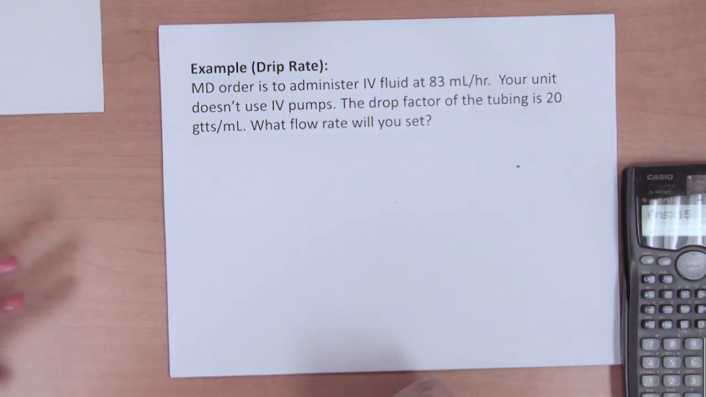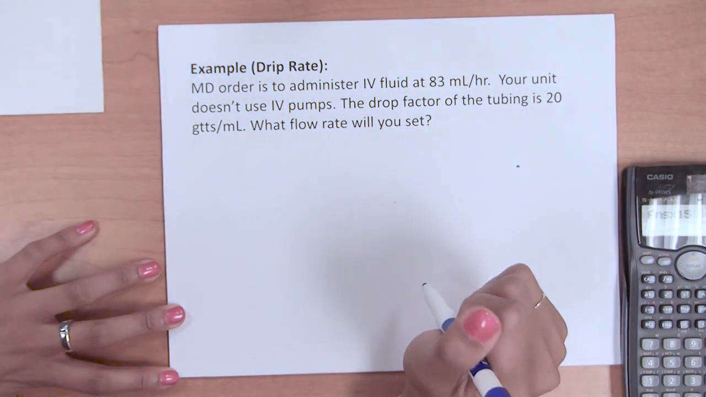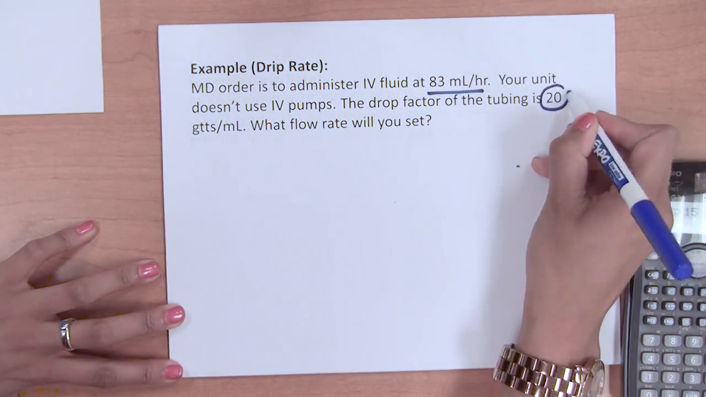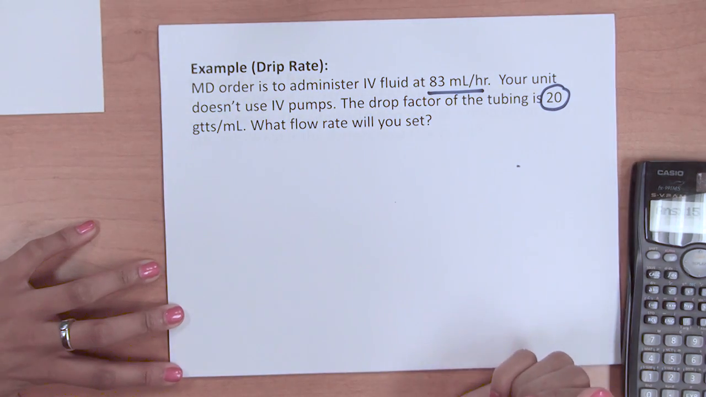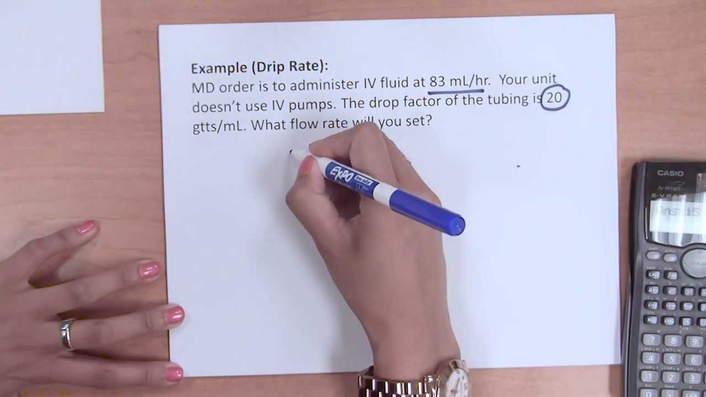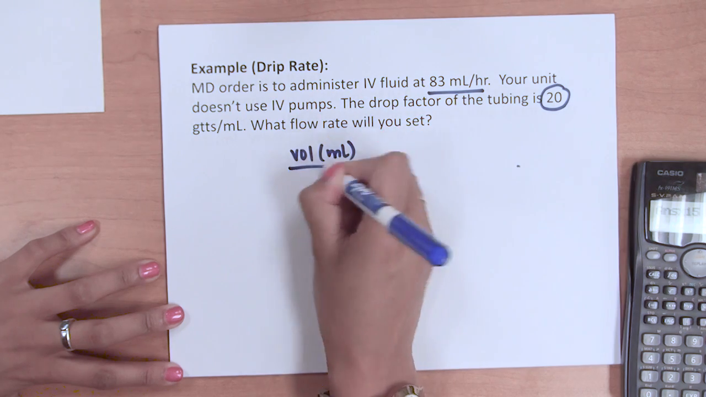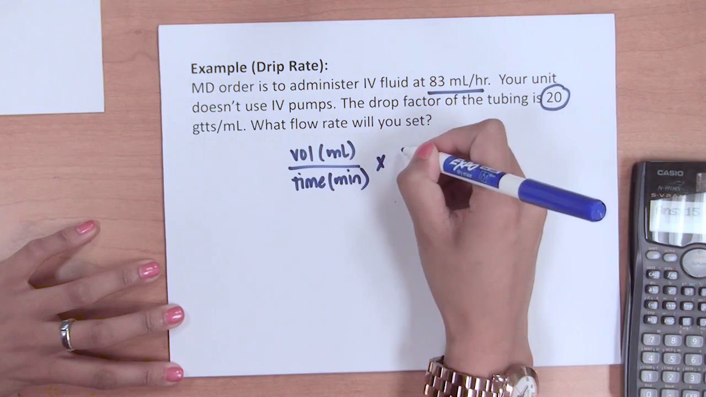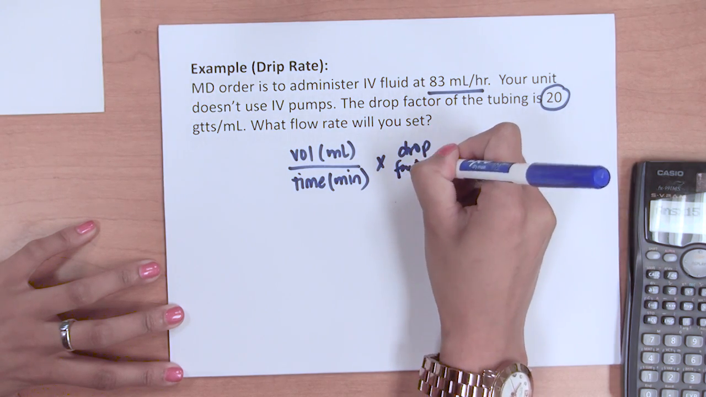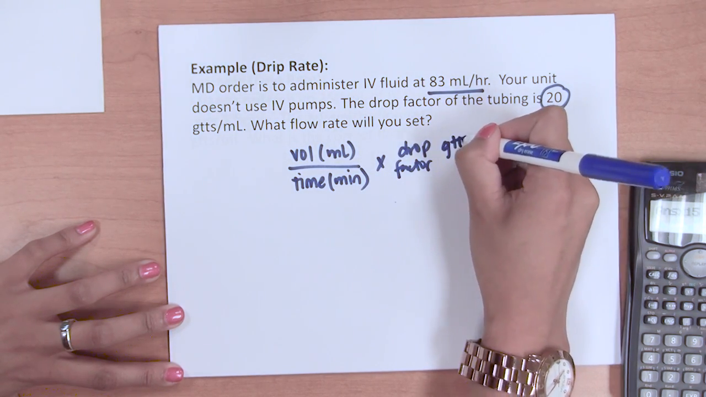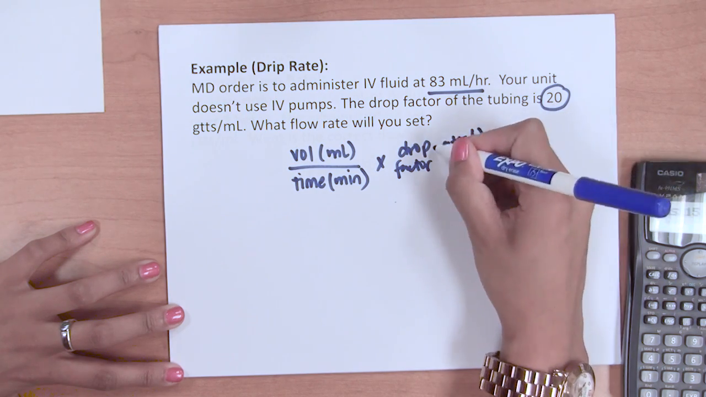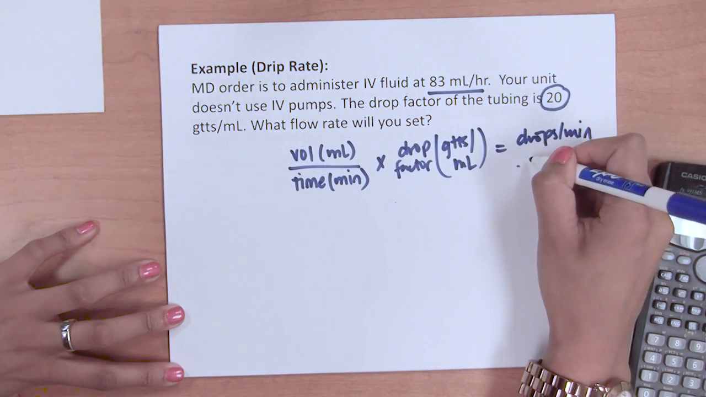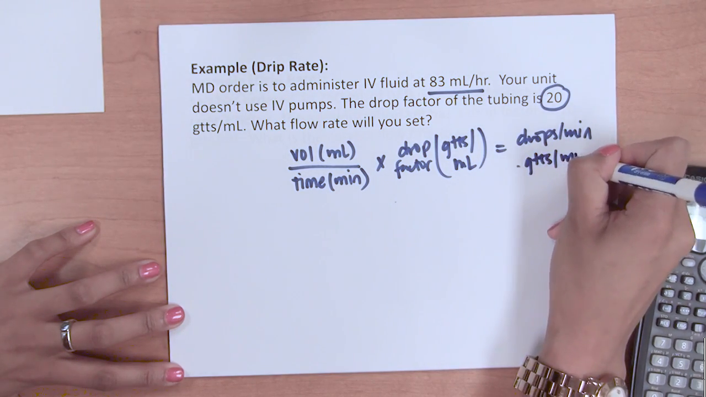Next question. MD has ordered IV fluid at 83 mils per hour. Your unit doesn't use IV pumps. The drop factor is 20 drops per mil. What flow rate will you set? So set up your formula. So volume in milliliters over time in minutes times drop factor, which is in GTTS per mil, equals drops per minute. GTTS per minute. That's what we're looking for.